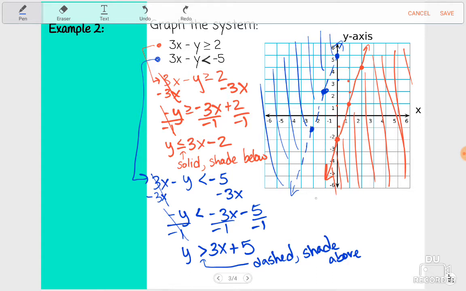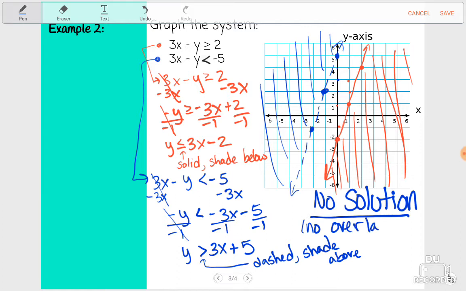Maybe you could think what this means. If they don't overlap at all, then there's no numbers. There's no x and y that make both of these inequalities true. So we say there is no solution. Parentheses, there's no overlap. It's a different example, but hopefully you could tell visually how those are not going to overlap and why that would mean there's no solution.